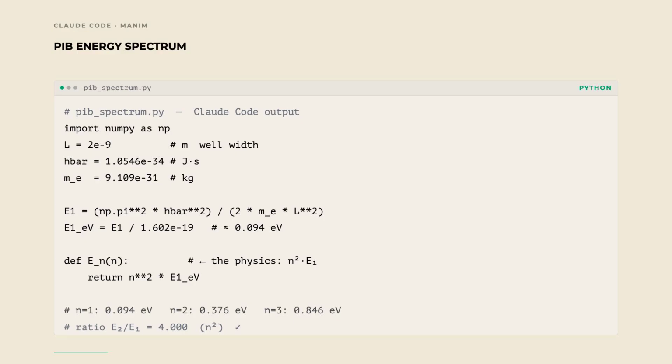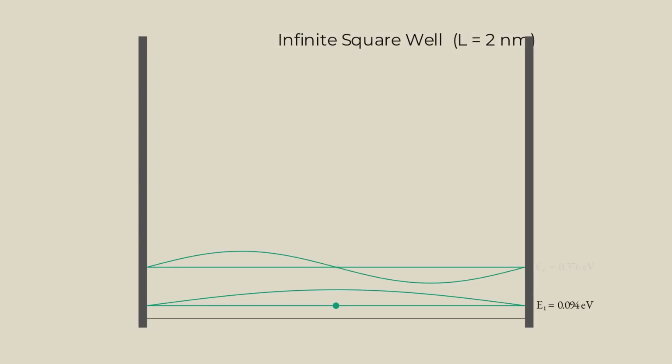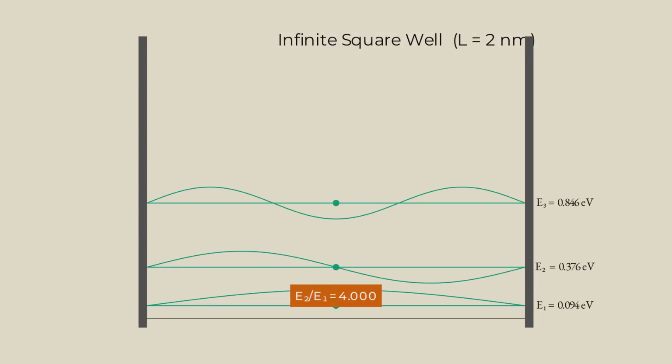30 seconds, not optional. Run it. 2 things to verify. First, the ratio E2 over E1. The ratio chip shows 4.000. That is the n² law, exact, not approximate.